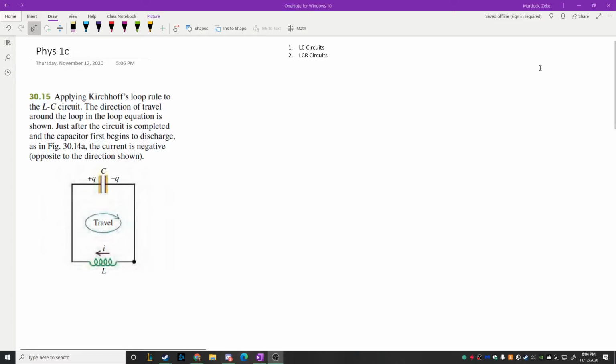Okay, this is Physics 1C for November 12th. Tonight we're talking about LC circuits. In this picture here we have an LC circuit that contains an inductor and a capacitor.